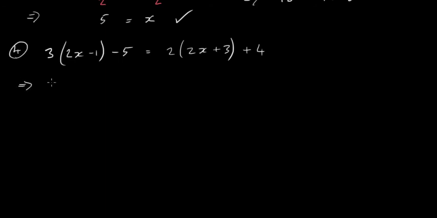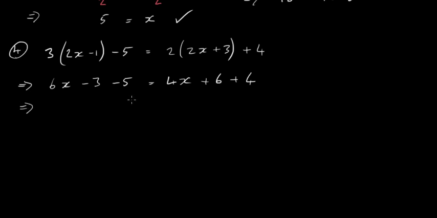So let's do that out then. First of all, we need to get rid of the brackets here. So 3 2s are 6x. 3 times minus 1 is minus 3, minus 5. 2 2s are 4 times x. 2 3s are 6, plus 4.